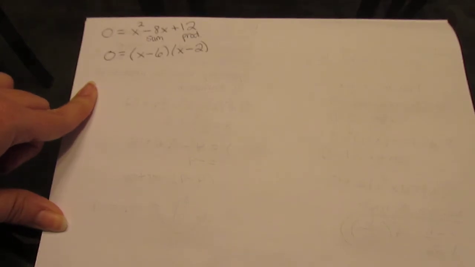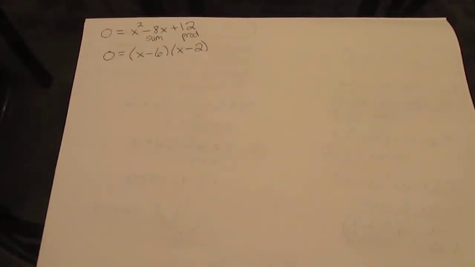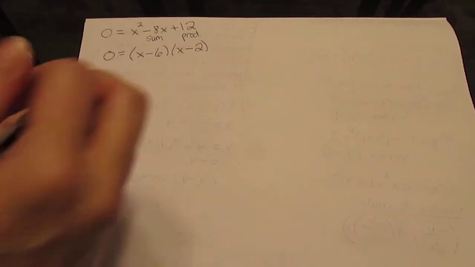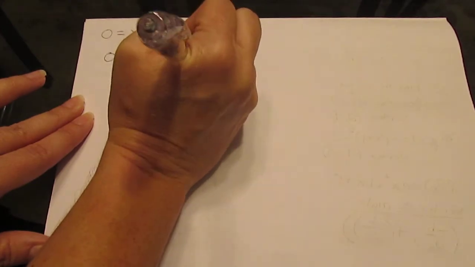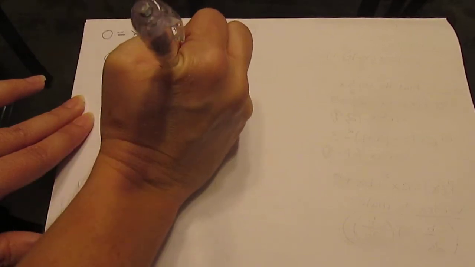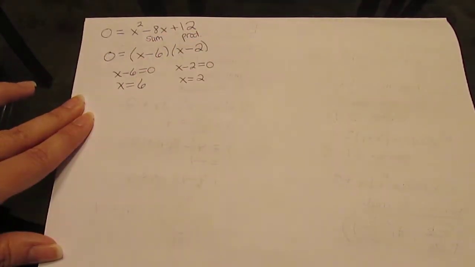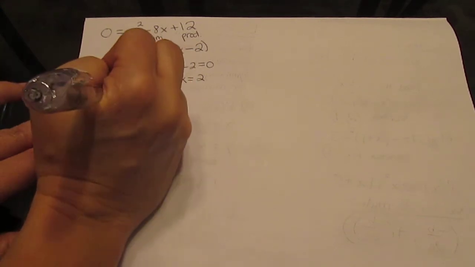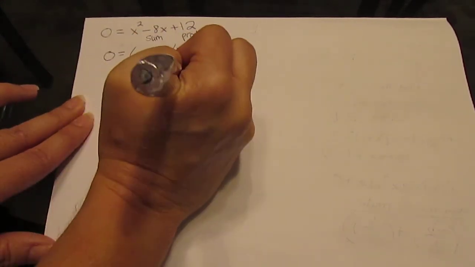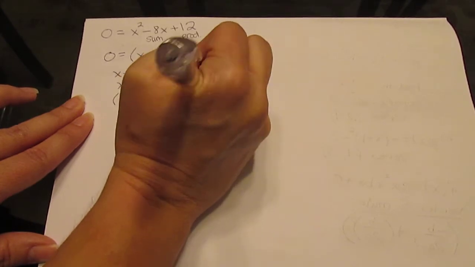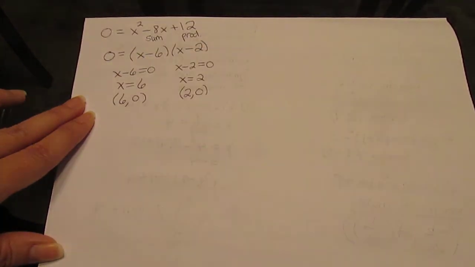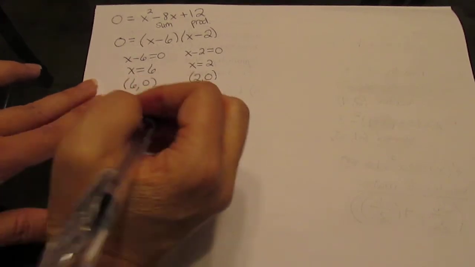Okay, well, -6 times -2 gives me a +12. And when I add those two numbers, I get -8. So I found my two factors. I can set them both equal to 0 and solve. Okay, so I found my x-intercepts. One of my x-intercepts is 6, 0, and my other x-intercept is 2, 0. And I'm ready to graph my parabola.